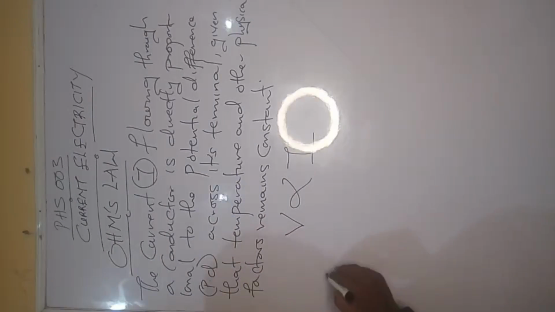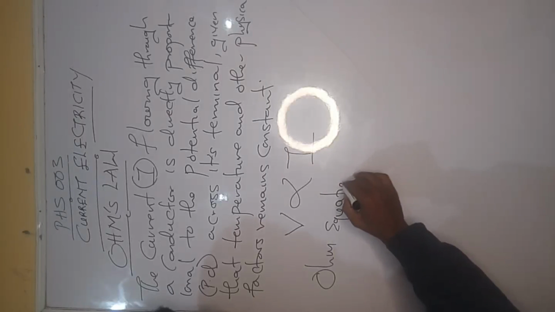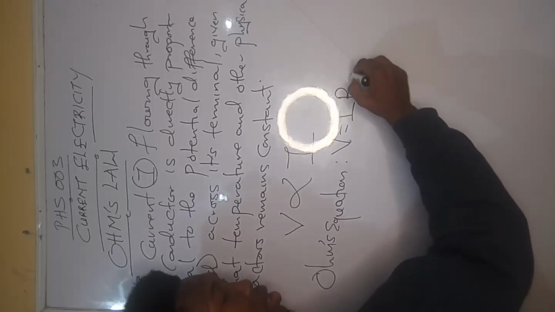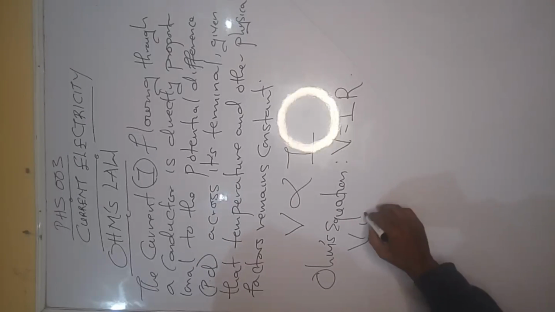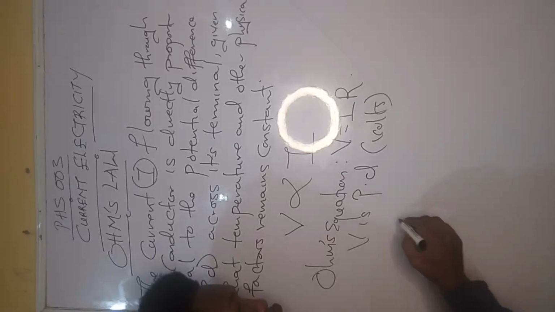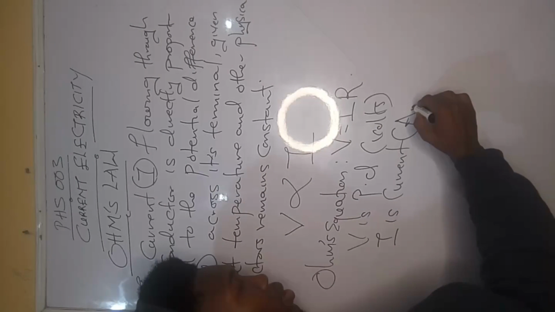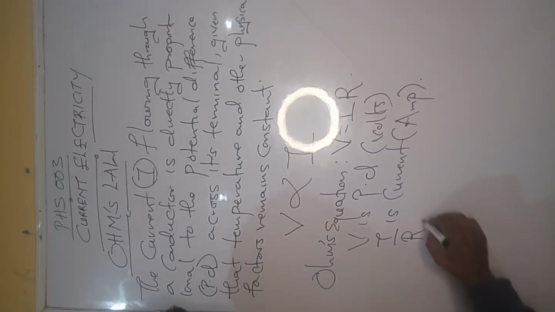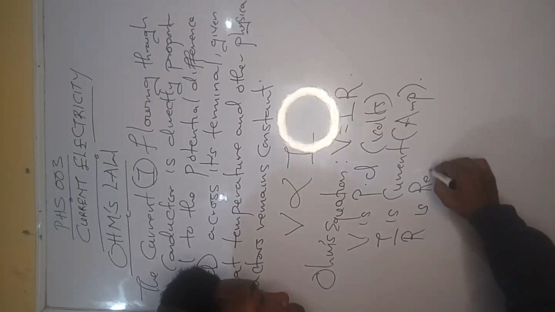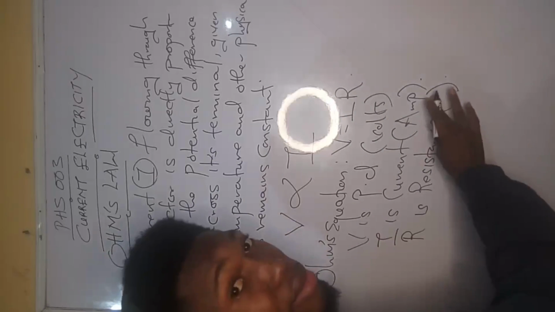So we can just be saying the Ohm's equation, that is Ohm's law. The Ohm's equation is what? V equals I R. We know that V is the potential difference measured in volts, and I is the current measured in amperes, and R is resistance. And I told you the meaning of resistance, the opposition to the flow of current. R is resistance measured in ohms.